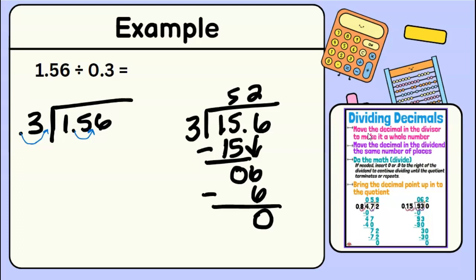Now it's time for me to bring my decimal point up. So I'm going to find where my decimal point is, bring it straight up into my answer to line it up. Once I do that, I know my quotient is complete, leaving me with a quotient of 5 2/10 as my answer.